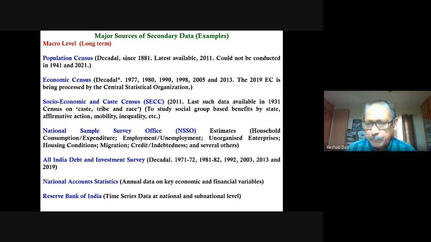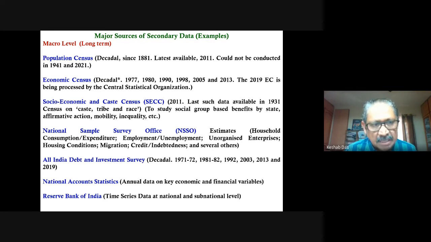Then we have the very special Socio-Economic and Caste Census of 2011. As I've mentioned here, this is also a subject of much controversy, and we do not have very detailed information on its distribution, but 1931 and then later. So these are the larger national level data sources: the National Sample Survey Organization, as you know, and of late on employment issues, you find what is known as the Periodic Labour Force Survey, the PLFS data. So these are some of the basic data sources that we should be aware of.